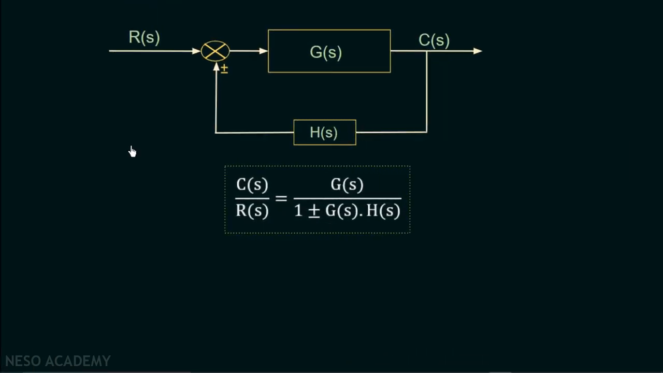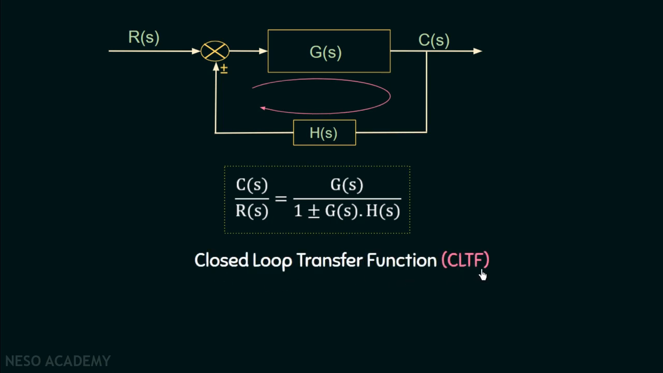So now we have calculated the transfer function of a closed loop system and we know it is equal to G(s) divided by 1 plus or minus G(s) multiplied with H(s). Positive sign is there in case of negative feedback and negative sign is there in case of positive feedback. Now if we observe, in case of closed loop system, it is forming a closed loop. And that's why this transfer function is called as closed loop transfer function, CLTF. So now we are done calculating the transfer function of a closed loop system and we also know why this transfer function is called as the closed loop transfer function.